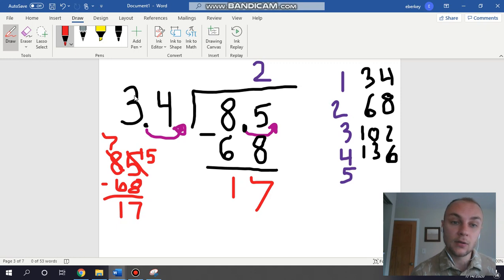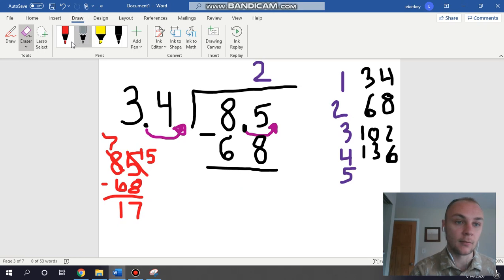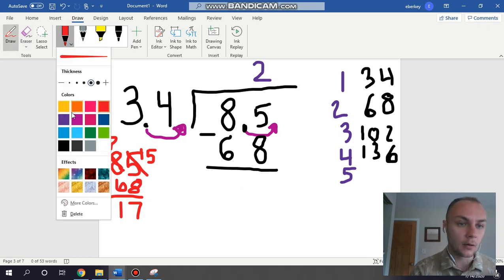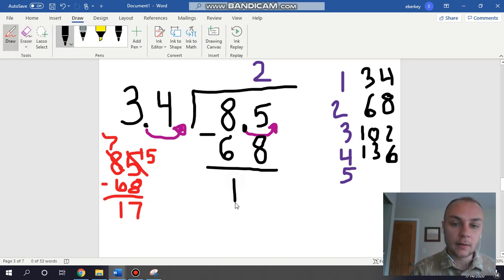Now, can 34 go into 17? No. I'm also going to erase this and make it so that it's black, so that it's normal like the other ones. Okay. No, 34 cannot go into 17. So what we have to do, when our number cannot go in, we actually take our decimal point, we bring it up here.